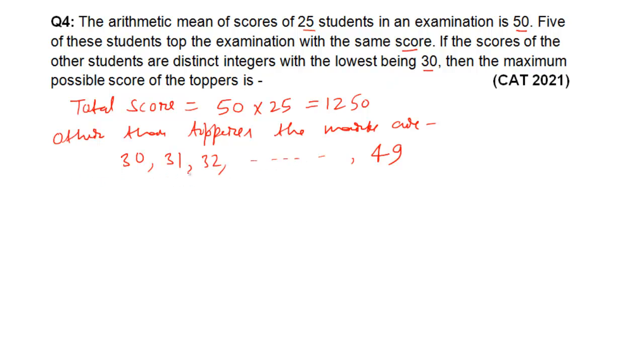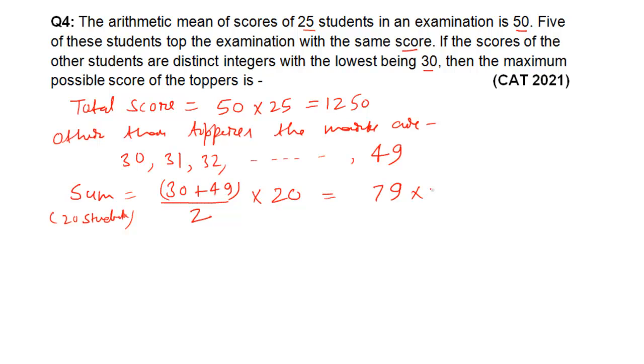So now we have to find the sum of these from 30 to 49. So the sum of marks of these 20 students, you can do it in this way. I can just write 30 plus 49 divided by 2 multiplied by 20. I get the average multiplied by the number of students. So this will be the sum of the 20 students' marks. So this will give me 79 divided by 2 multiplied by 20, that is 79 multiplied by 10. So this is 790, right?